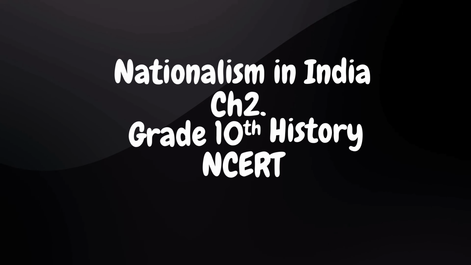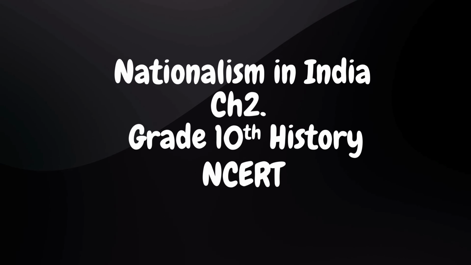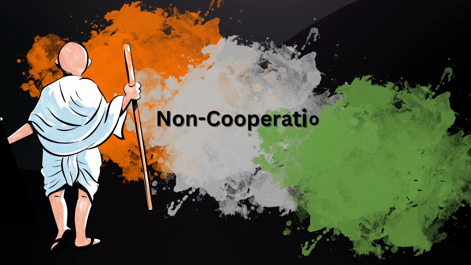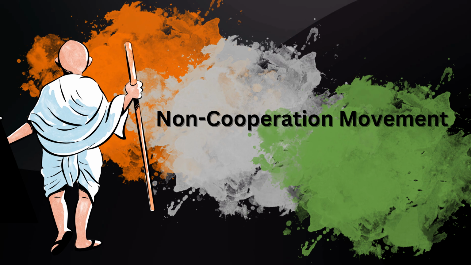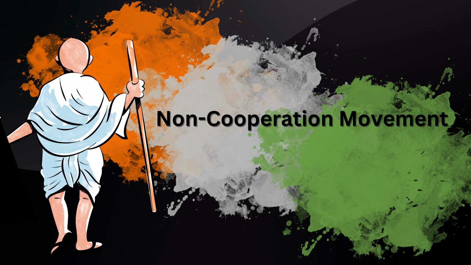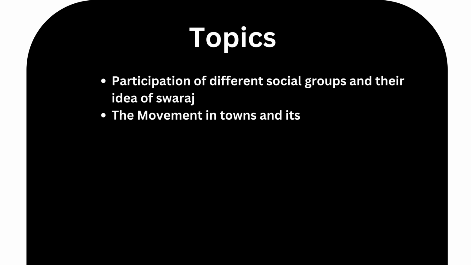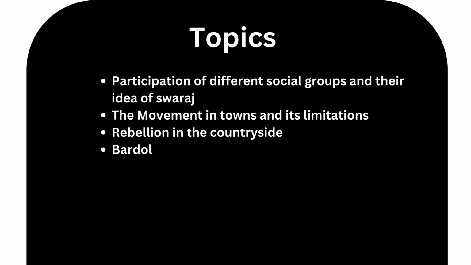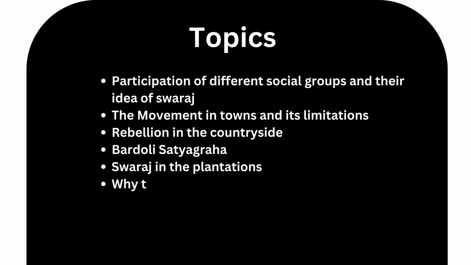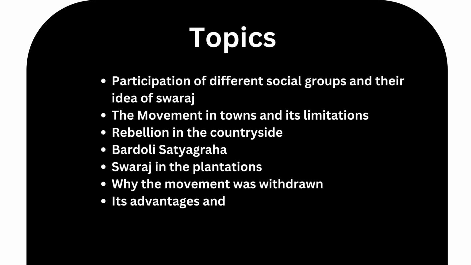This is the second part of 10th grade history chapter Nationalism in India. Today we are going to learn about the non-cooperation movement, one of the most important phases in the Indian struggle for independence. We will cover participation of different social groups and their idea of Swaraj, the movement in towns and its limitations, rebellion in the countryside, Bardoli Satyagraha, Swaraj in the plantations, why the movement was withdrawn, its advantages and disadvantages.